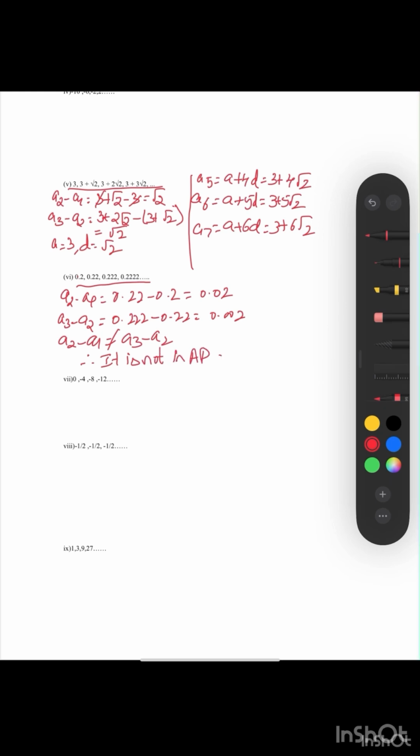Next question we have is 0, minus 4, minus 8 and minus 12. So over here A2 minus A1 is minus 4 minus 0, and A3 minus A2 will become minus 8 minus of minus 4, which is minus 4. Looking over here, the difference is minus 4. So the next term, A5, will become A plus 4D, that will become 0 plus 4 into minus 4, which is minus 16.